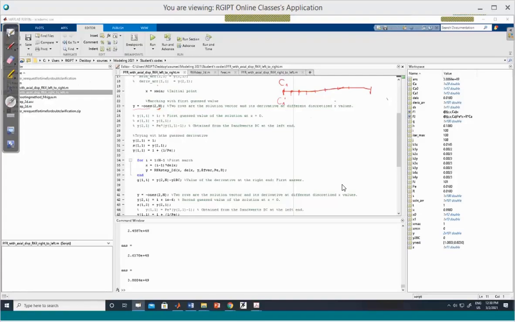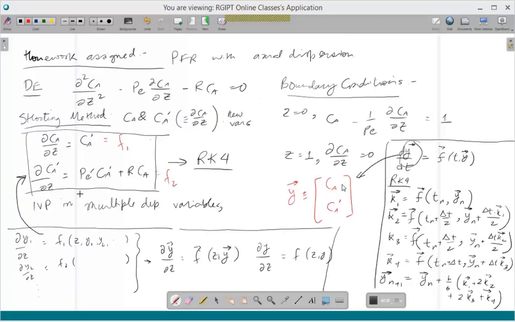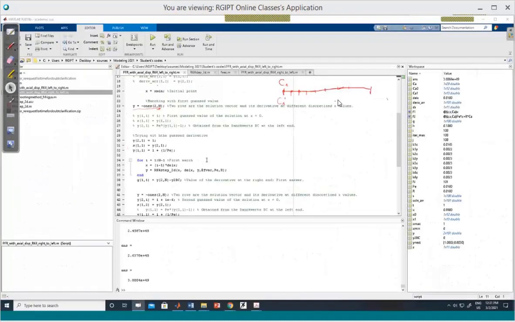So if I know the derivative, then CA can be found by simply 1 plus derivative by Peclet number, right? That's what we are doing here. So 1 plus 1 by Peclet number is my value of the function, and I'm calling it S. S is the first guess value. That's it.